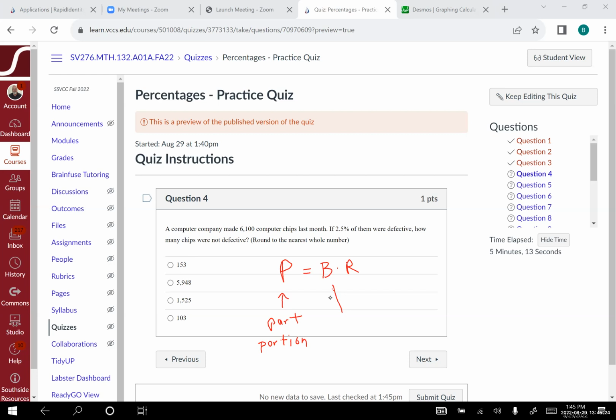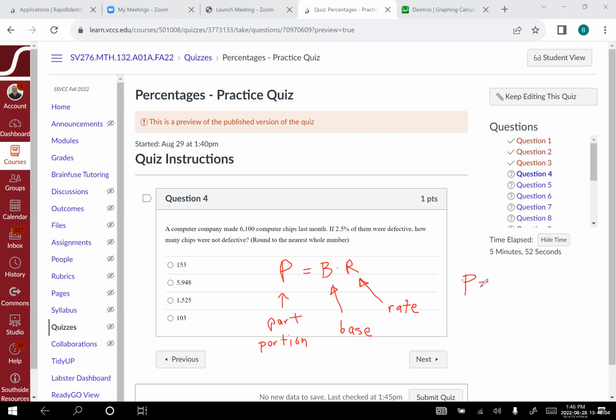The B is the base. And the R is the rate. The rate's usually easy to identify because it's usually in a percent. If you have a class of 30 students and you want to know what's 10% of 30, then 30 is your base. So you multiply 10% times 30, and that gives you 3, and that's your part or your portion. Now, of course, this formula could be written 3 different ways.